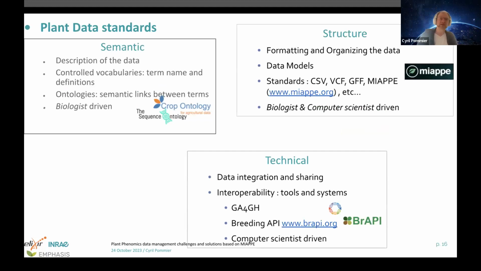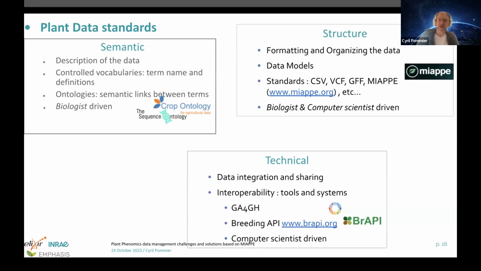Within the plant data standards, there are different categories, in fact, and we are not, once again, talking exactly about the same thing. First are the semantic standards. There are the descriptions of the data, the controlled vocabularies, lists of term names and their definitions, possibly turned into ontologies, which provide, on top of controlled vocabularies, semantic linking between terms. Good examples are, of course, the Crop Ontology, and we all know about it here, or the Sequence Ontology for genomics. The important point for me here is that to make it efficient, it must be biologist-driven.